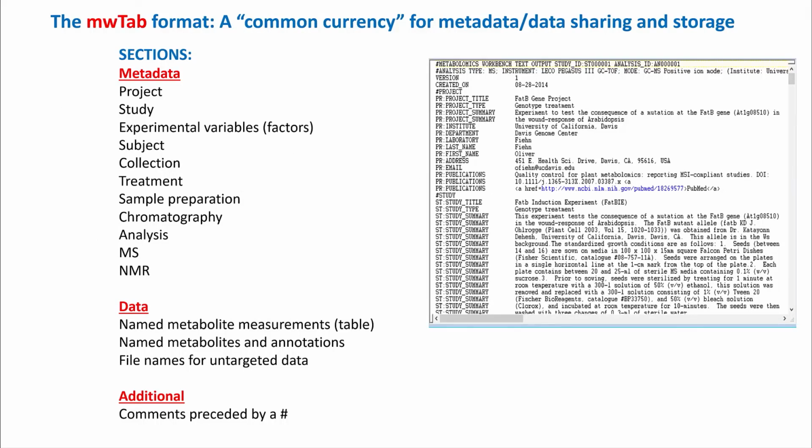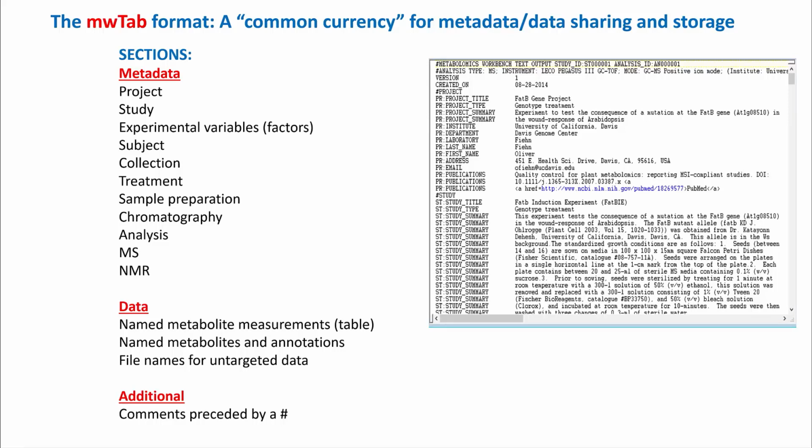So before I go into the actual examples of studies and analysis, different analysis tools, we wanted to point out that we store much of the data, much of the metadata in a format called MW tab, which essentially corresponds to Metabolomics Workbench tabular format, which has various sections such as metadata section, data section, and some additional information can be provided as comment.